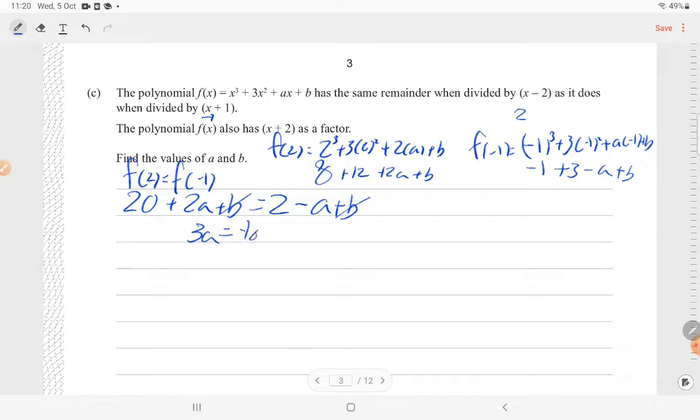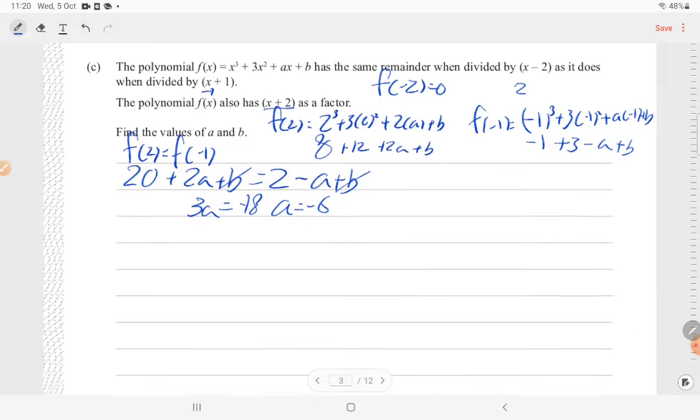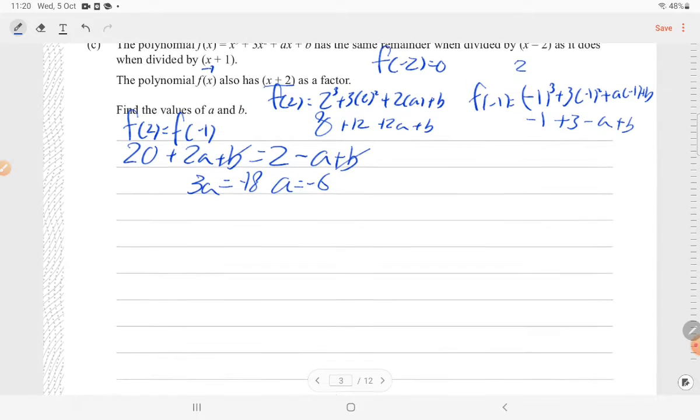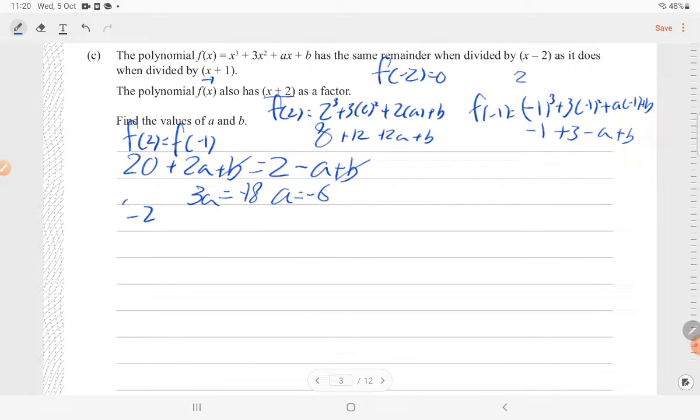So 3a is equal to -18, a is equal to -6. So we know that a is equal to -6. And so x plus 2 is a factor, so f(-2) is equal to 0. What's the polynomial again? So -2 cubed plus 3 times -2 all squared plus a times -2 plus b is equal to 0.